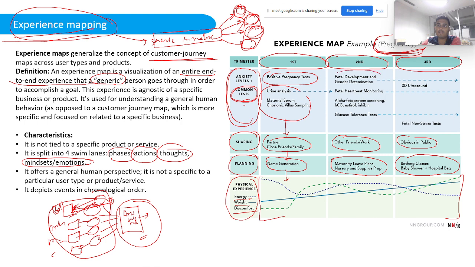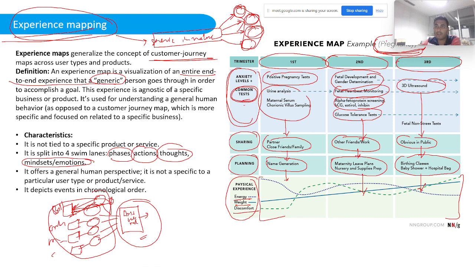Similarly, in the second stage, what are the activities you do as clinical tasks? Then whom you share the information with. Then how do you plan? Then what is your physical experience? Similarly, in the third stage, what are the activities you do? Then with whom you share the information, with whom and how you plan, and then what is your physical experience. So for different problems, these activities and thought processes are going to be different.